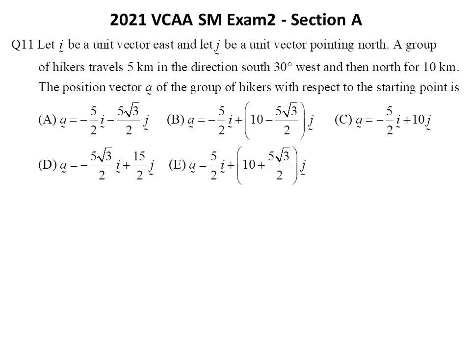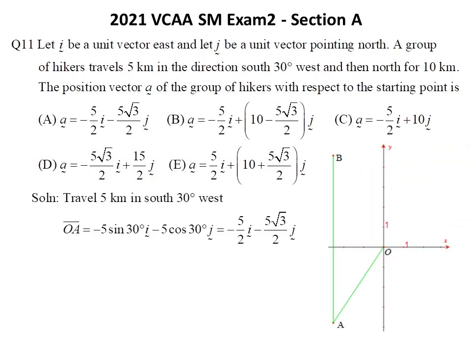In question 11, it says that a group of hikers travels 5 kilometers in the direction south 30 degrees west and then north for 10 kilometers. The question here is to find the position vector of the group of hikers with respect to the starting point. As can be seen from the diagram, they travel from the starting point O in the direction of south 30 degrees west for 5 kilometers to point A, and then travel from A in the north direction for 10 kilometers.